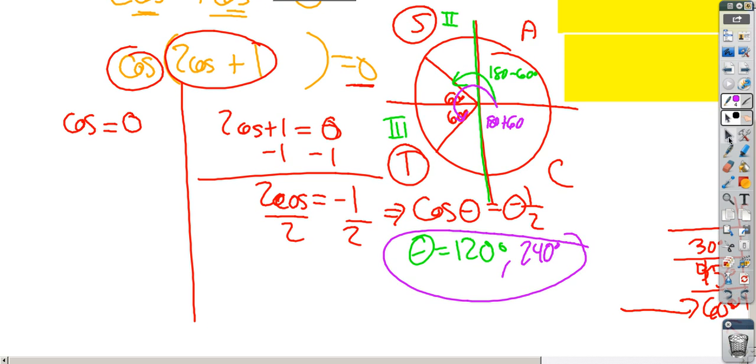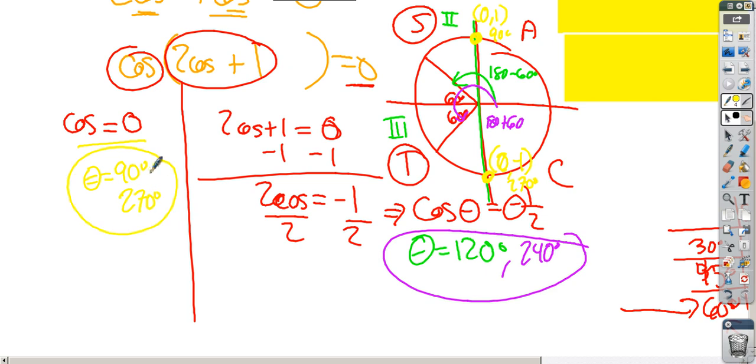Let's look at this other one. The cosine of theta is equal to 0. Cosine is the x-coordinate, and x is 0 right here at 90 degrees. And it's also 0 down here at 270 degrees. So those are our other two solutions. So theta equals 90 and theta equals 270.